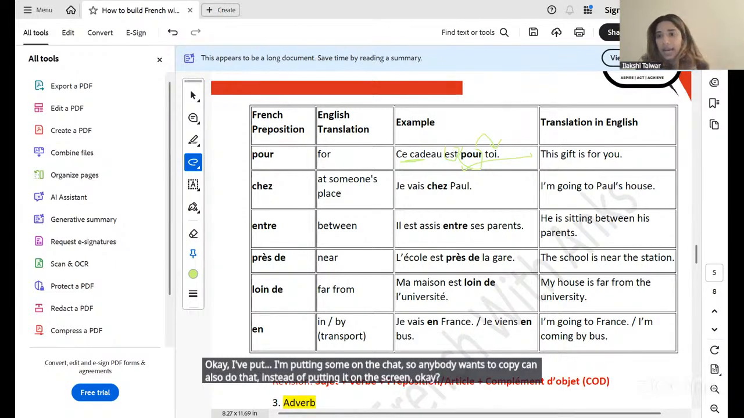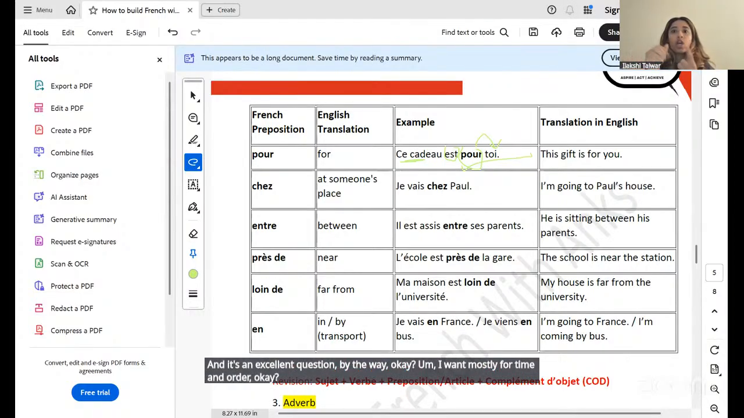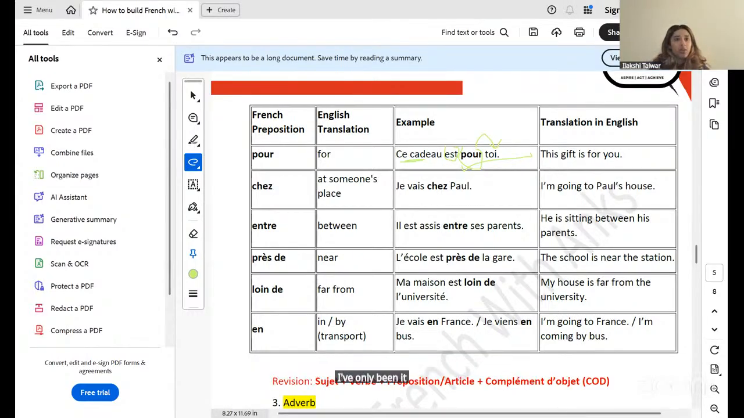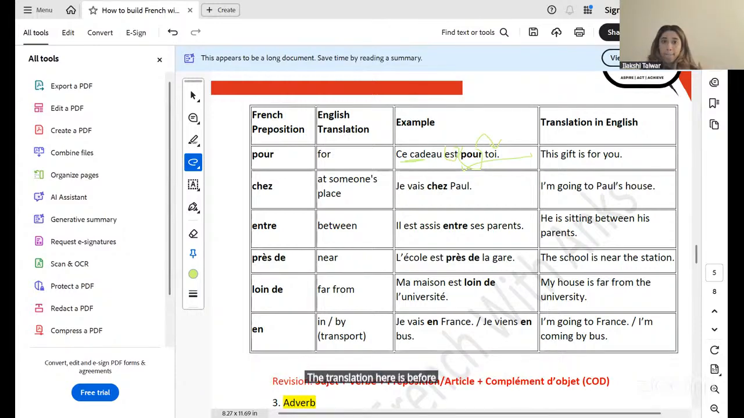Okay. Let's see. So when I look at avant, and it's an excellent question, by the way. Avant mostly for time and order. Okay, not a physical position. So je me lave les mains avant le dîner, before dinner. Or elle fait ses devoirs avant de regarder la télé. She does her homework before watching television. Il arrive avant moi. He arrives before me. The translation here is before, but with respect to time.